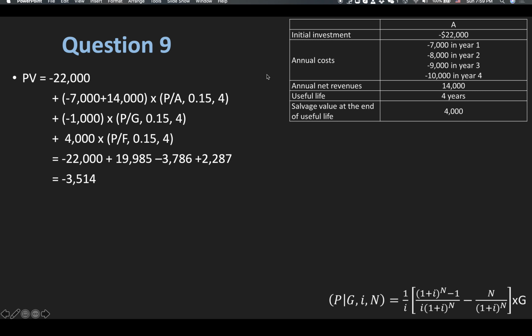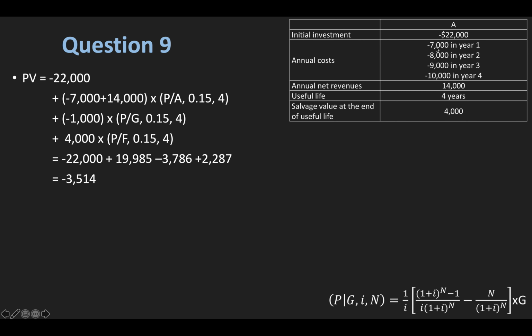So basically what we have is an annuity for 4 years, where each year the cost is $7,000, and then another gradient cash flow. For year 1 it's 0 cost. For year 2 it's $1,000 cost, 8,000 minus 7,000. For year 3, 9,000 minus 7,000, $2,000 cost. Year 4, 10,000 minus 7,000, $3,000 cost, right?